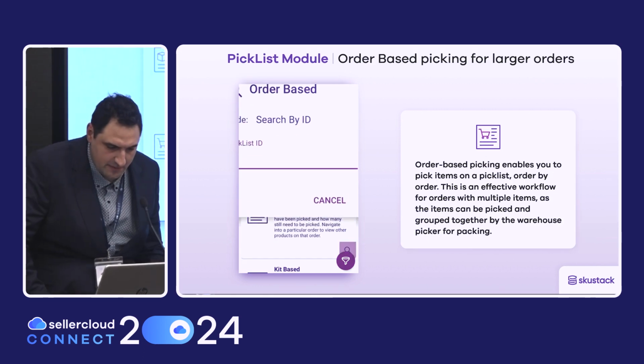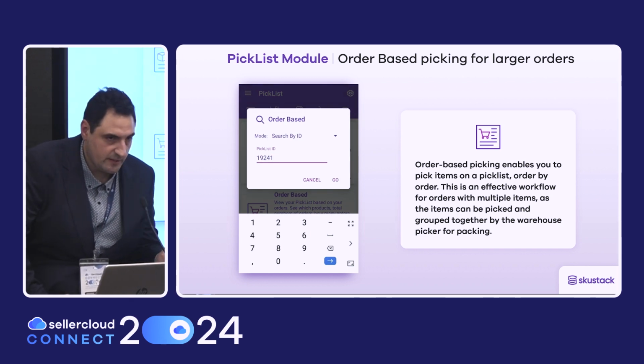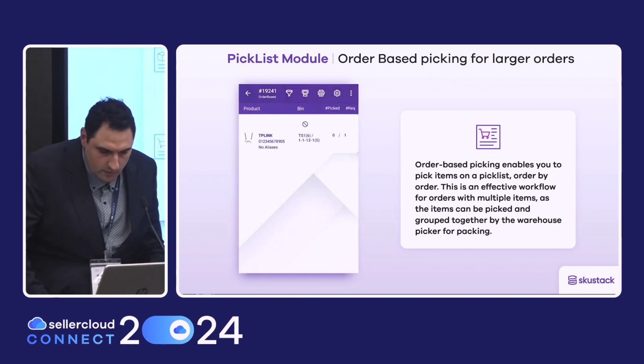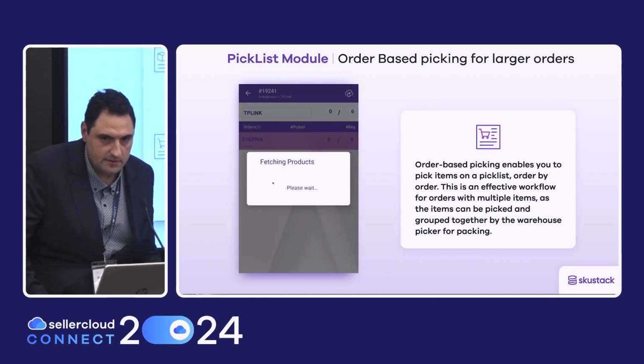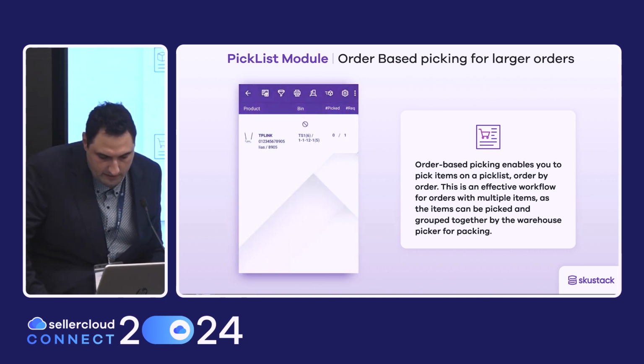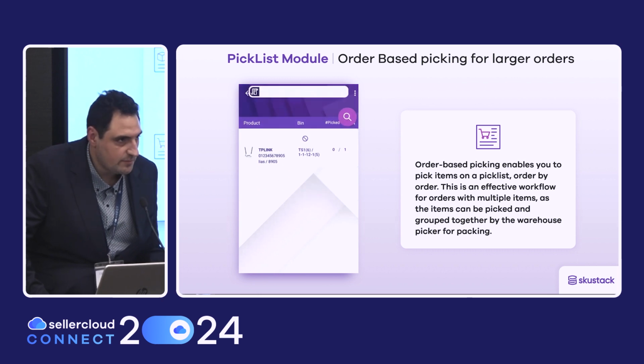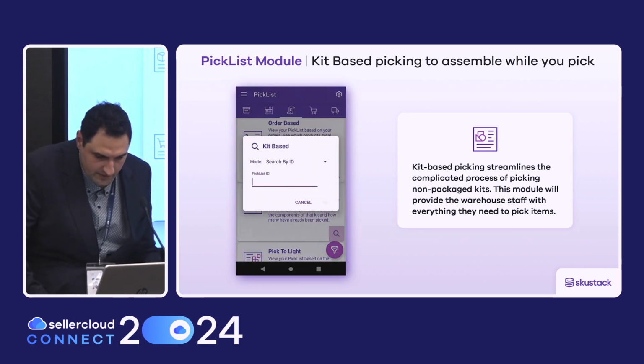Yep, so this is the order-based picking, and the nice thing about it, you can actually also print a label for the order once you're done with it. So then you can scan that license number later on if you're using, let's say, ShipBridge, or when you're shipping.